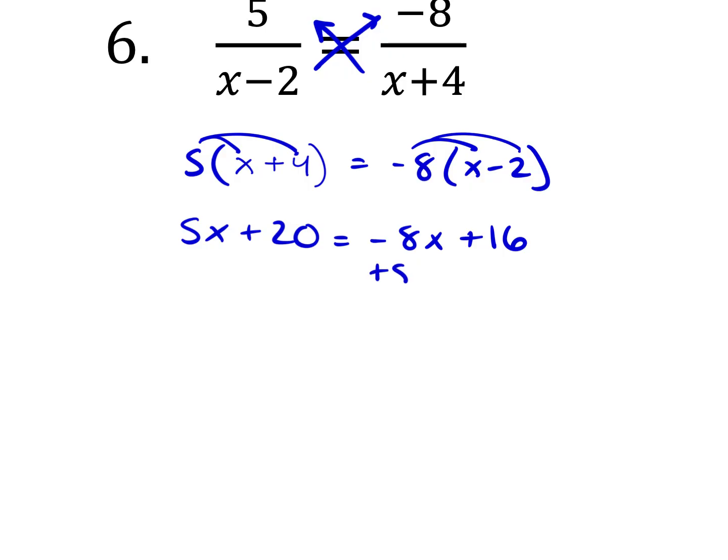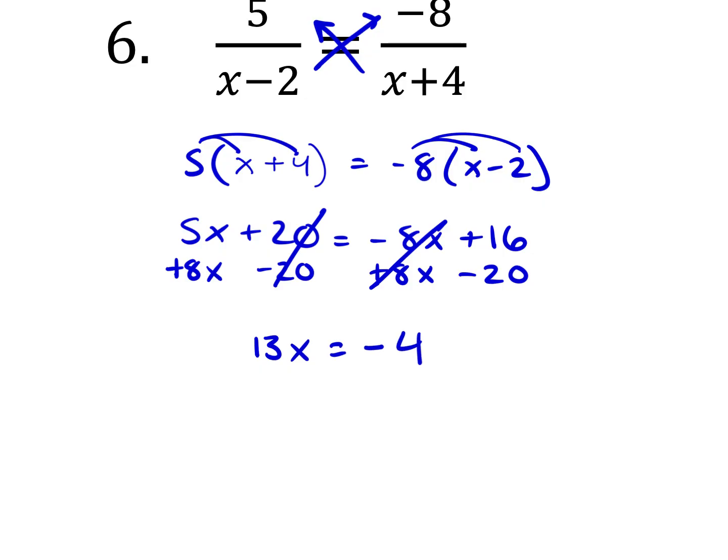Let's put all the x's on one side. So I'm going to add 8x, move it to the left, and we can subtract 20 and move that to the right. So add the numbers to the other side. 5x plus 8x is what? 13x. What's 16 minus 20? Negative 4. What should we do next?